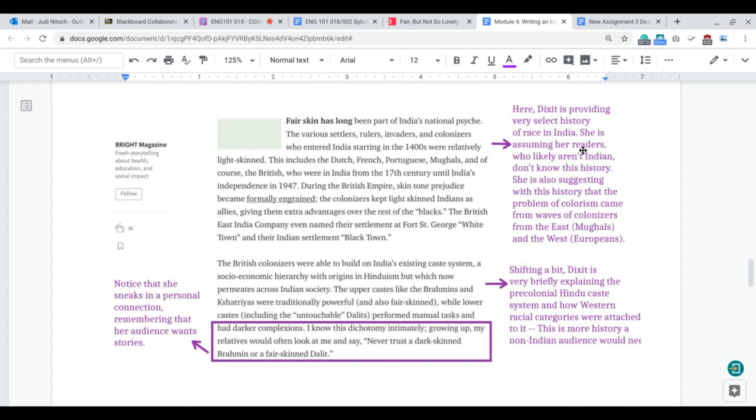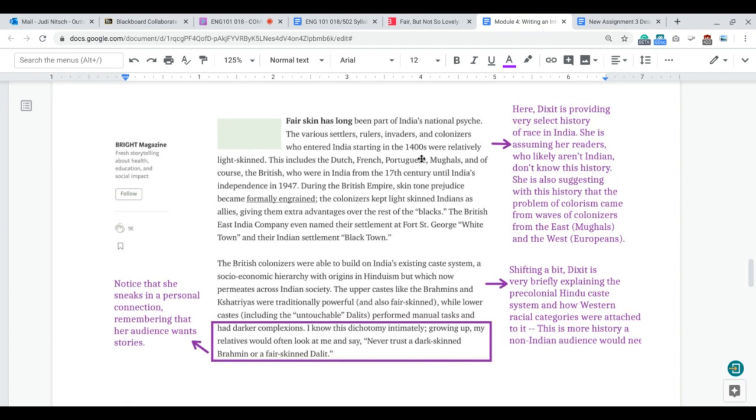She is assuming her readers, who likely aren't Indian, don't know this history, right? And if they are Indian, they may not agree with her. They may not agree that colorism is even a problem. So she's also revealing to Indian readers her politics here through history. She's also suggesting with this history that the problem of colorism came from waves of colonizers from the East, the Mughals, and the West, Europeans.